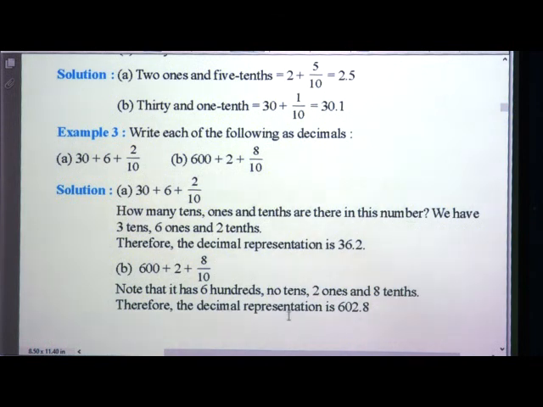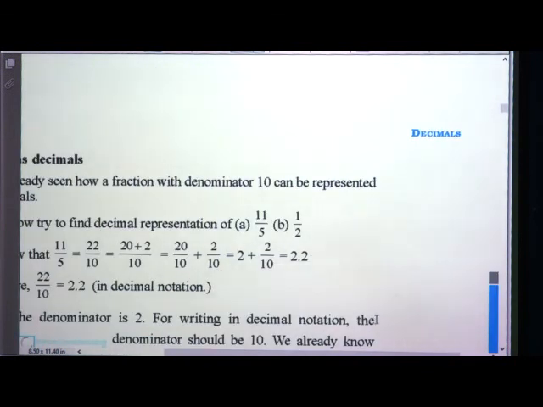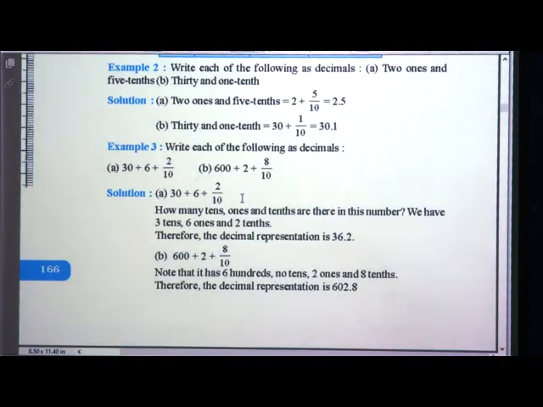So, the decimal representation is 602.8. Hundreds place value, tens place value we do not have anything. So, we have written 0, then ones place value, and after the decimal we have the tenth as 8. So, 602.8 is the decimal representation. Okay, let us see the next one.